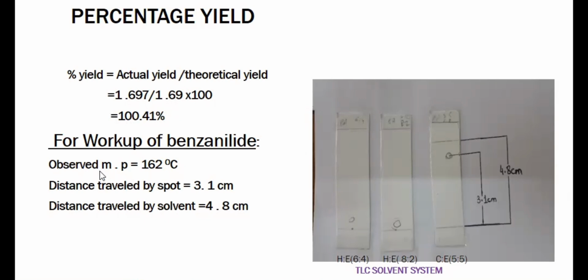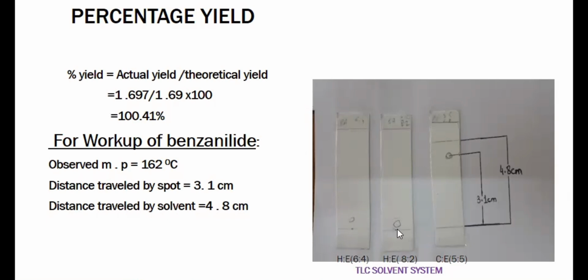For workup of benzanilide, the observed melting point is given as 162 degrees C. Distance traveled by the spot and the distance traveled by the solvent are both given in centimeters for the last TLC. But there are three TLCs that have been done. The first one is hexane and ethanol 8 is to 2. And in the second, as the spot is at the baseline, we increased the polarity of the solvent a little, and it is now hexane and ethanol, H for hexane, E for ethanol, hexane 6 ml and ethanol 4. It means it is in the ratio of 6 to 4.